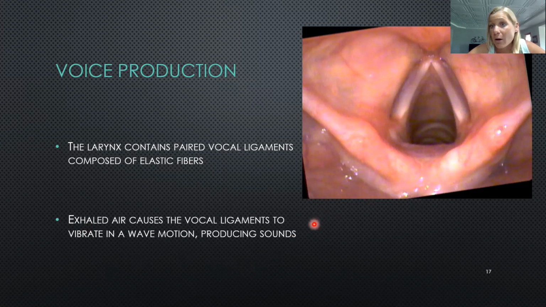If we want to be loud versus quiet, that doesn't necessarily have a huge effect on those elastic fibers. However, it's just about the volume of air that you're producing in order to change the volume of your voice.